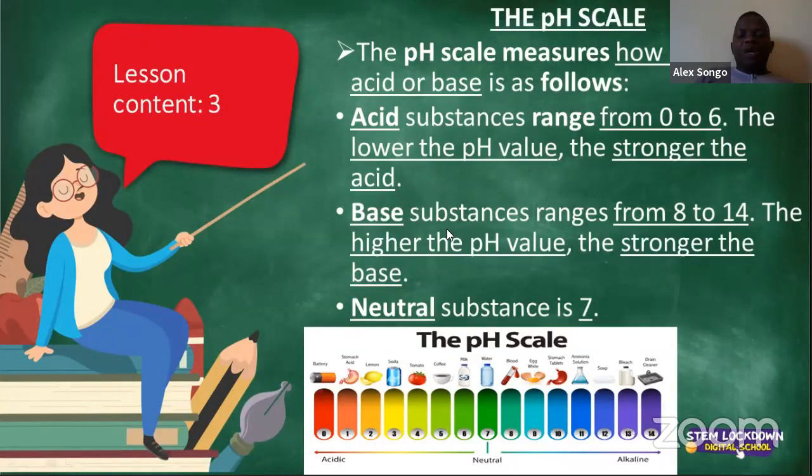All right, then we've got what we call a base. Ladies and gentlemen, what is a base? Before I go to base, for the purposes of understanding and order in our lesson, from 0 to 6, those are acids. From 0, that's the strongest. From 6, that's the weakest type of acid. Now, I don't want to go to bases because I want us to deal with 7. Now, 7 is the neutral.